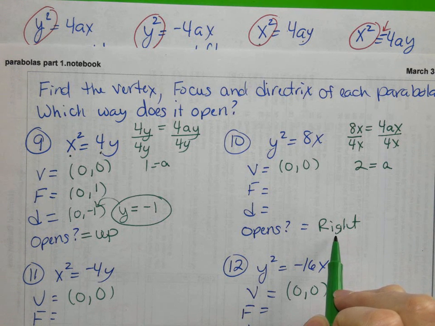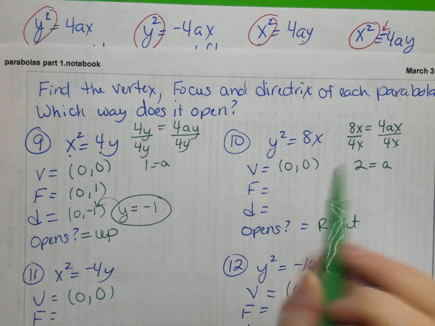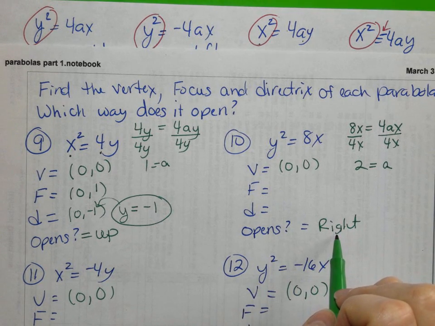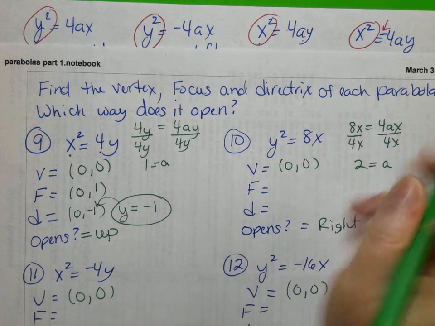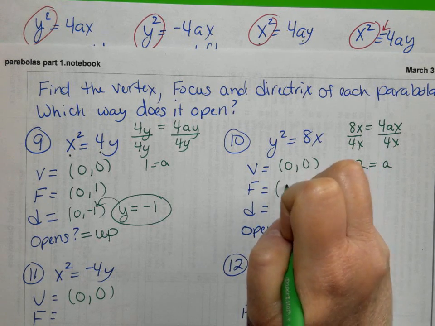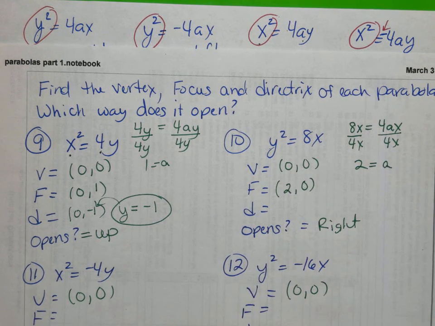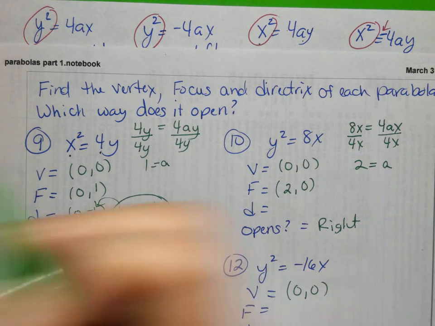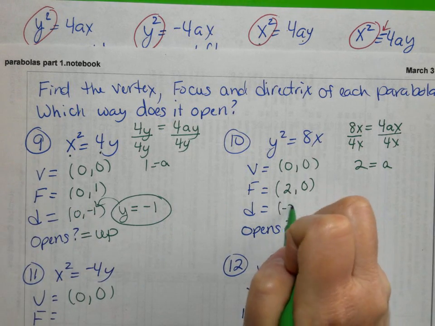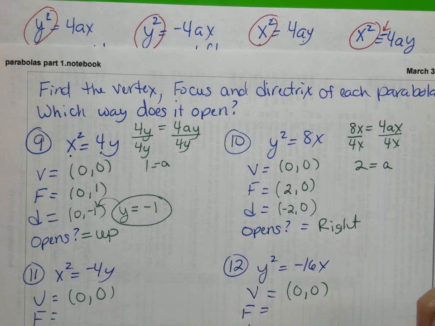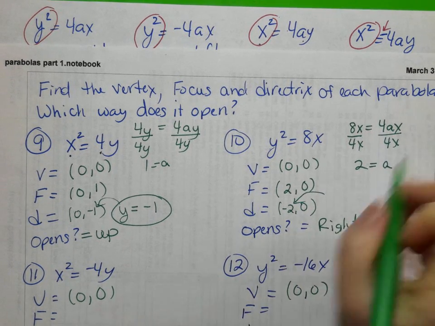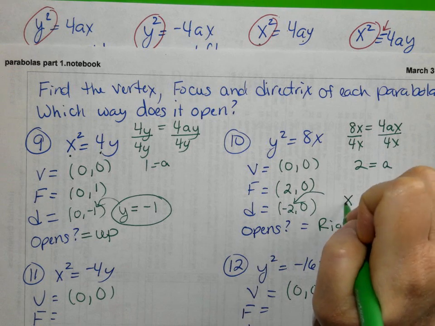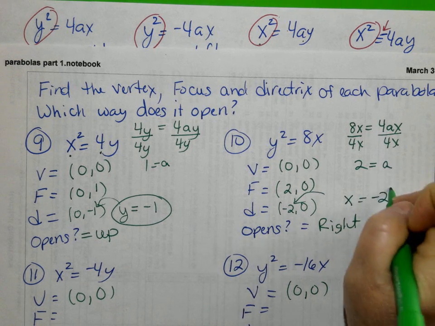No, that's right. I want to go 2 units to the right. 2 units to the right of 0, 0 is 2, 0. 2 units to the left would be -2, 0. You see where I'm going. Where is this? It's in the x position, so my directrix is x equals -2.